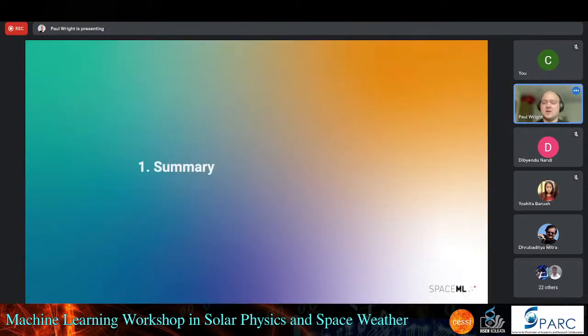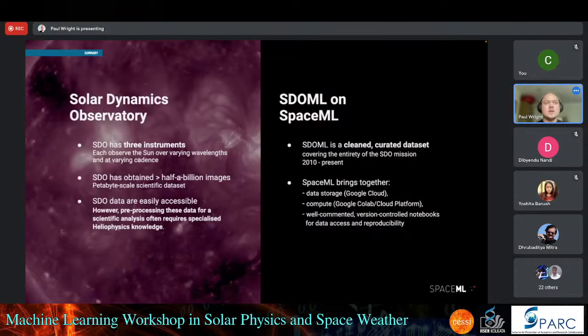So before we dive in, I want to take the time to quickly summarize the main points of this talk. As we know, SDO has 3 instruments, each observe the sun over varying wavelengths and at varying cadences. SDO has obtained over 500 million images. This is a petabyte scale dataset ideal for computer vision and machine learning applications. However, while SDO data are easily accessible, pre-processing these for scientific analysis often requires specialized heliophysics knowledge. So while it is accessible, we want to address this.